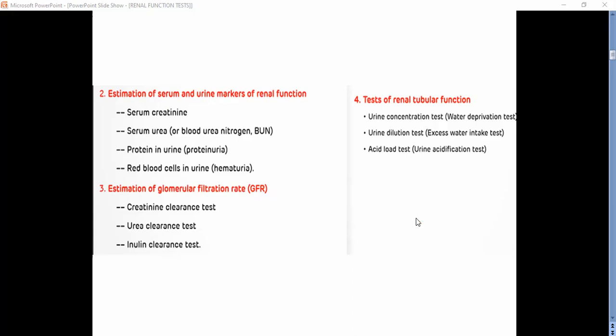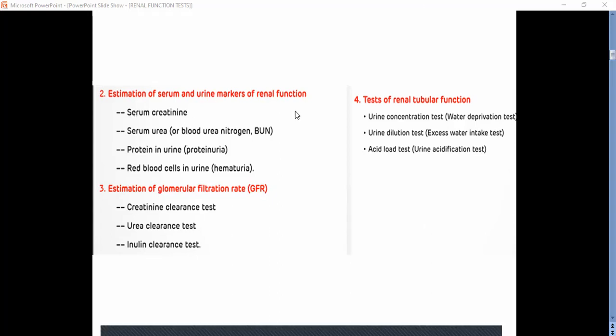In the same way, what are the normal values that should be present in the urine, and what are the abnormal values that are present in kidney dysfunction? So, by using these tests like serum creatinine, serum urea, protein in urine, and red blood cells in urine, we can say whether the kidney is working well or not.